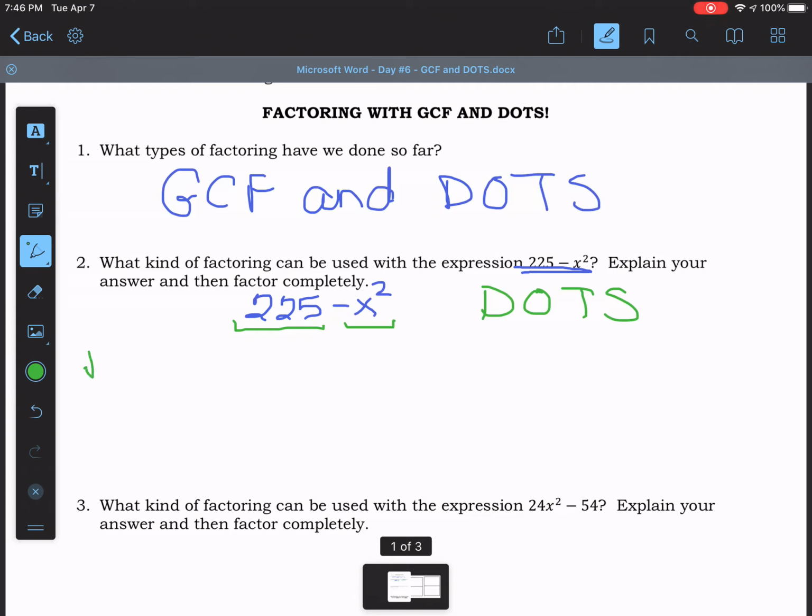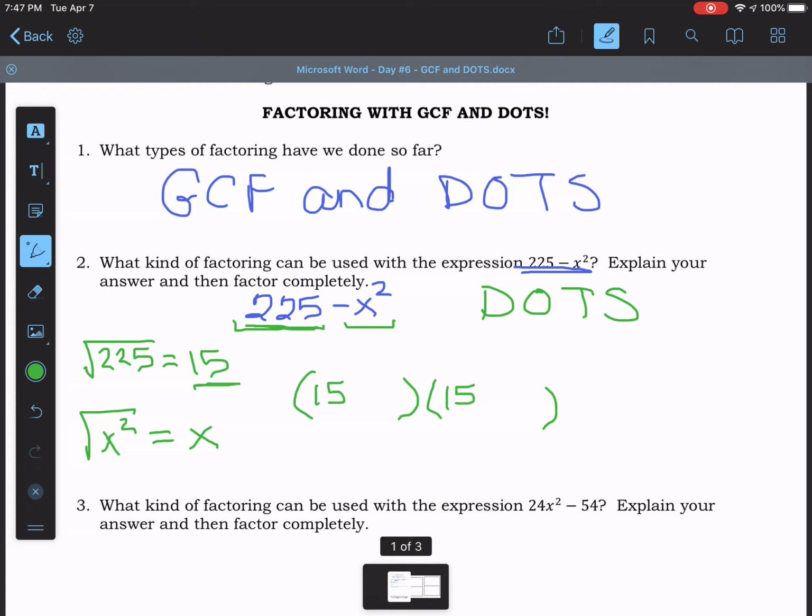So the first thing we're going to do is to write down our square roots of each piece. So the square root of 225 is 15, and the square root of x squared is x. Okay, now when we want to actually do the factoring for DOTS, it's always the same procedure. We do a double bubble. Now in this case, because the 225 was the first part, that means I'm going to put the 15 in the front of each bubble.